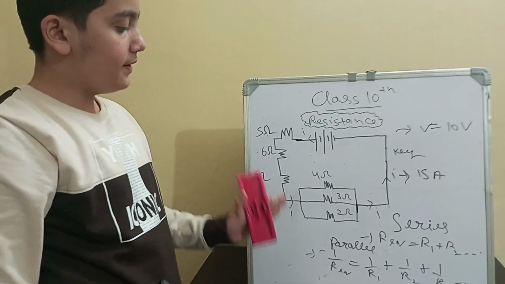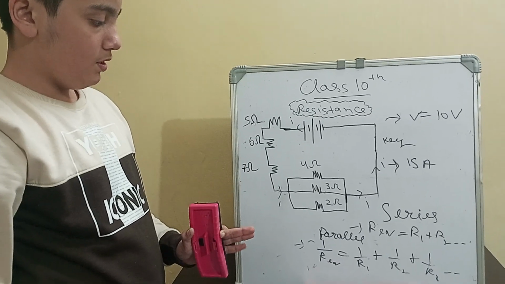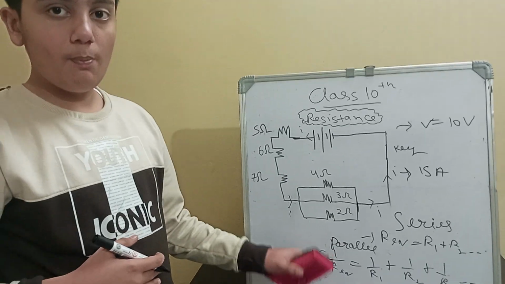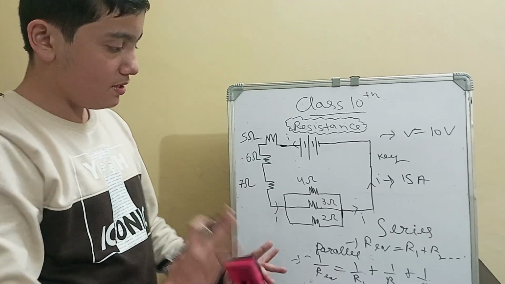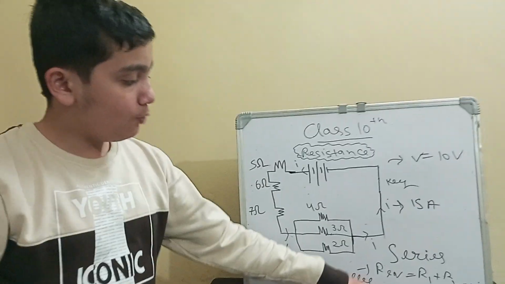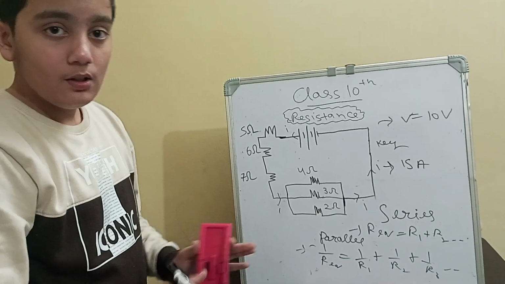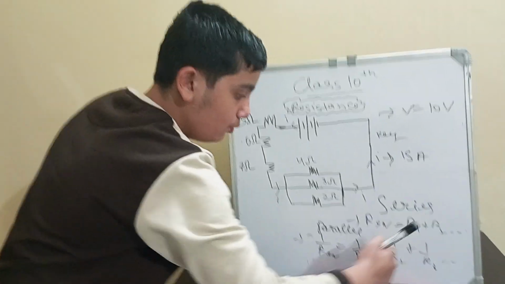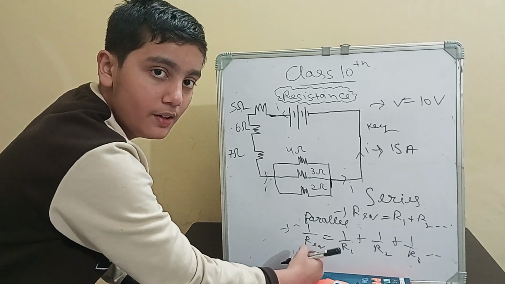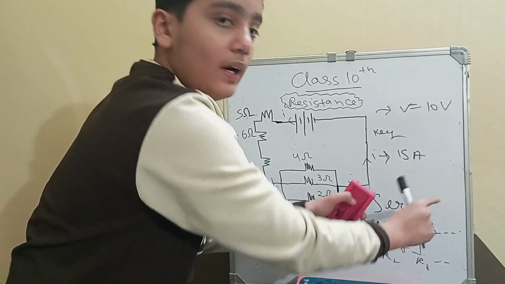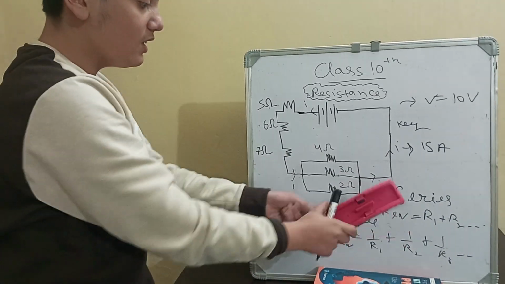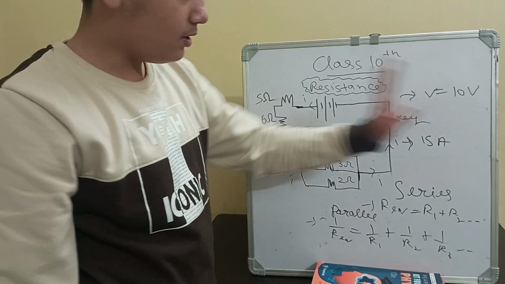When the resistors are connected in parallel connection, the total equivalent resistance between them is calculated by this formula: 1 upon R equivalent equals 1 upon R1 plus 1 upon R2 plus 1 upon R3. A very important thing that students do wrong: they calculate this value and do not reciprocate. This value will give you the value of 1 upon R equivalent, but you need R equivalent. So you need to reciprocate the answer you are getting on the RHS.